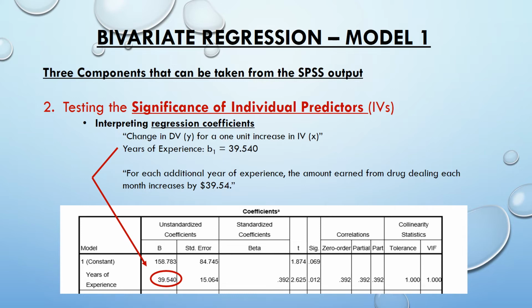Well, this is the slope coefficient. So once again, taking you back to your days in algebra, this is the change in y for a 1 unit increase in x, rise over run. How does my dependent variable change for a 1 unit increase in my independent variable? So that b, which in our equation that we'll see in the next couple slides, b sub 1, my slope coefficient is 39.540. What does that mean?